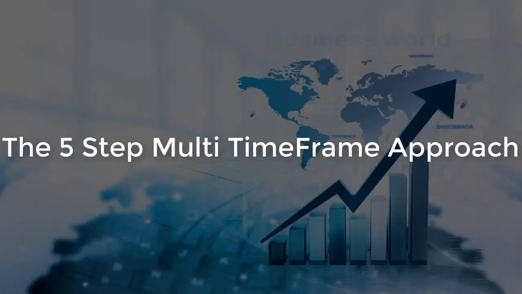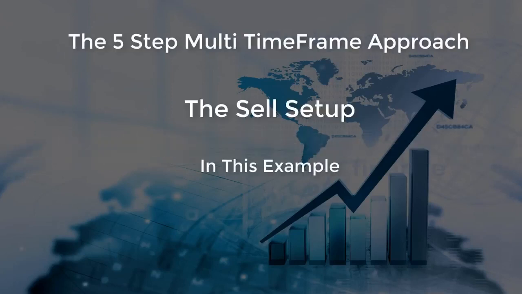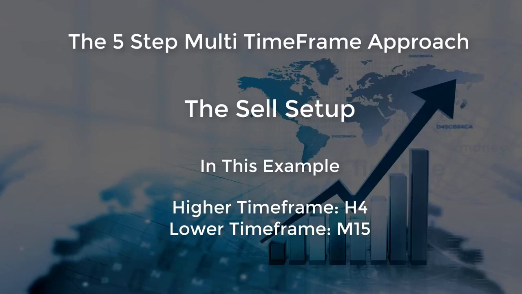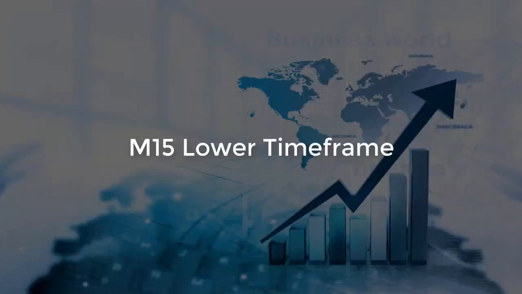The 5-step multi-time frame approach. The sell setup. In this example, higher time frame, 4 hour. Lower time frame, 15 minute. Step 1, 4 hour higher time frame is downtrend. Only look for sell signals on lower time frame. 15 minute lower time frame.